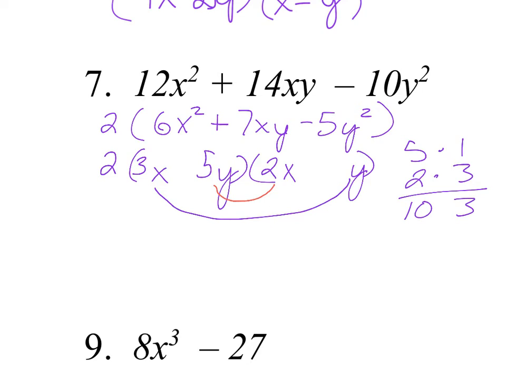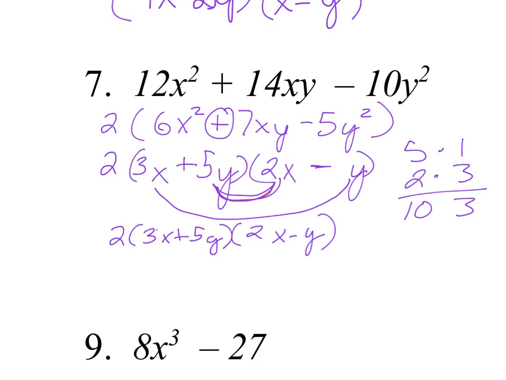Okay, so now let's see. Since I subtracted them, my larger has to be 7, so the 10. This one is the 10, so the plus goes here and the minus there. So my final answer would be 2 times 3x plus 5y times 2x minus y. That would be my final answer.